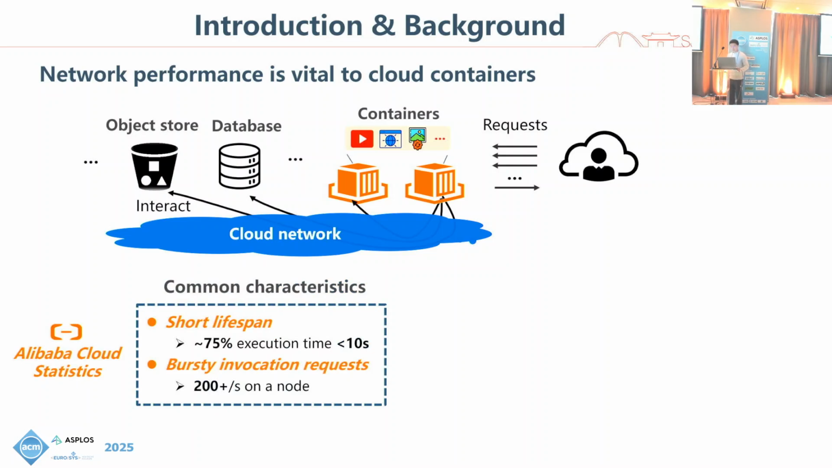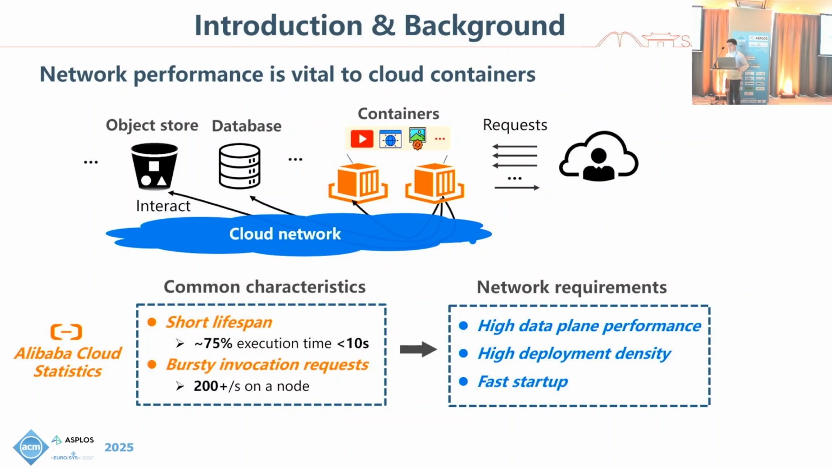The containerized applications have two major characteristics: a short lifespan and bursty invocation requests. According to the statistics from Alibaba Cloud, over 3/4 of the applications have execution time less than 10 seconds, and over 200 invocation requests can arrive on a physical machine simultaneously. This leads to the requirement for the network not only to achieve high data plane performance, which is a basic requirement, but also high deployment density and fast startup.